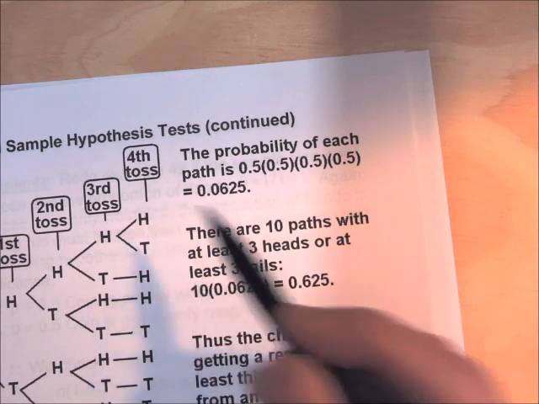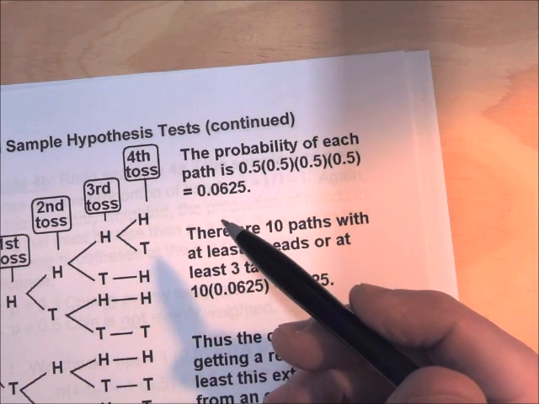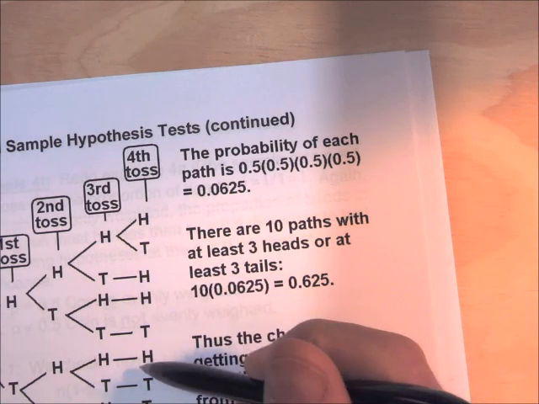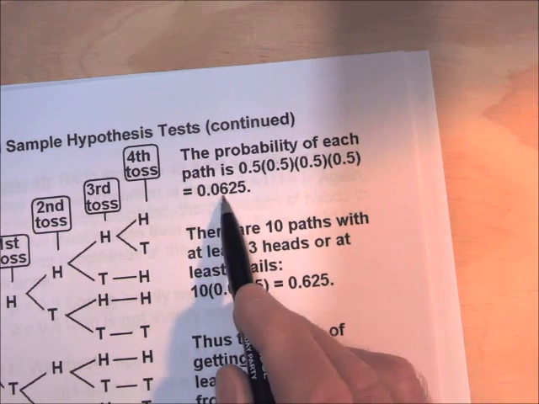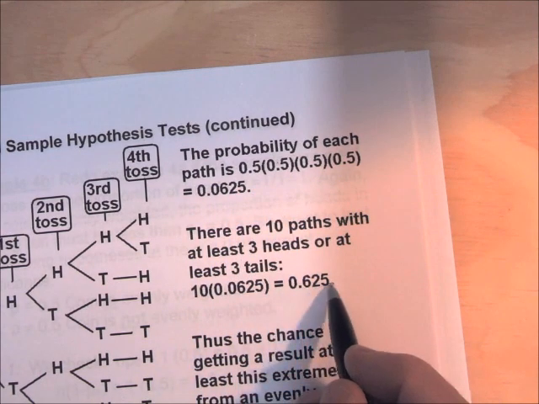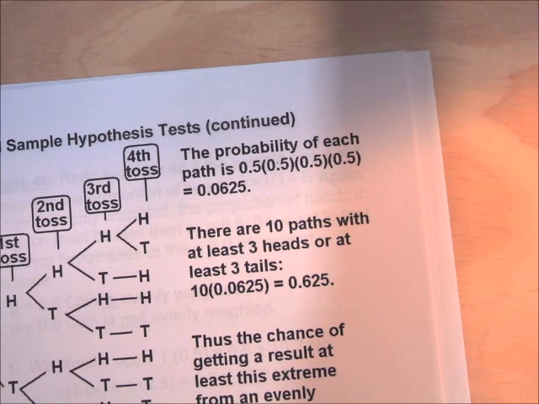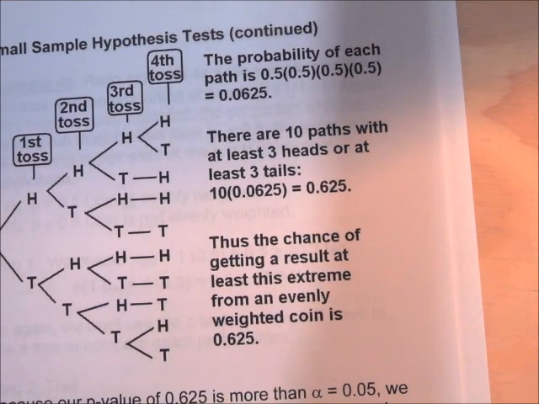And there are 10 paths with at least 3 heads or at least 3 tails. So these are the 10 paths. 10 times 0.0625 is 0.625. And so the probability of getting a result this extreme from an evenly weighted coin is 0.625. So that could easily have happened. It's certainly more than our desired level of doubt, alpha, 0.05. That means we fail to reject H0. The sample does not provide enough evidence to say the coin is unevenly weighted.